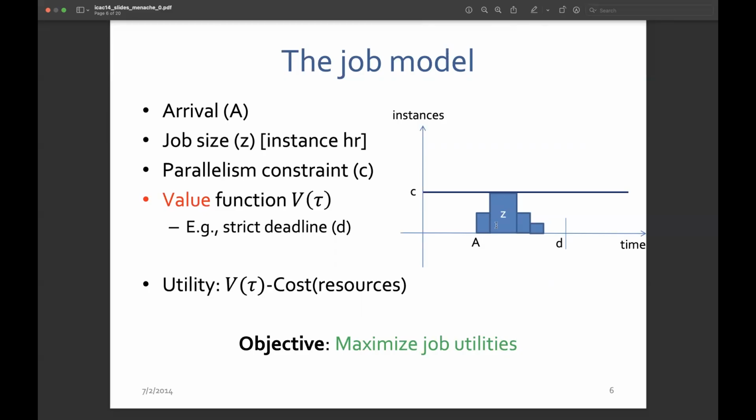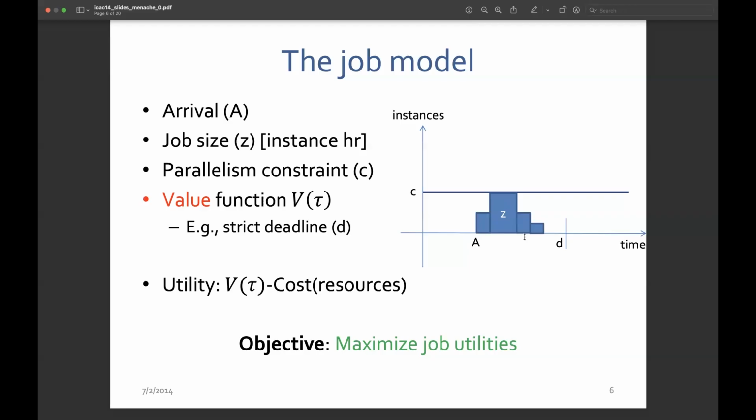Job size: the job could be a small job or it could be a very huge job. So the job size also varies, and it is denoted by this bar with Z. Parallelism constraint is a threshold. When the job size exceeds this threshold, then the job is handled by parallel instances. And finally, there is a value function. The value function is the value from when the job is available until the deadline, and it is a monotonically increasing function.